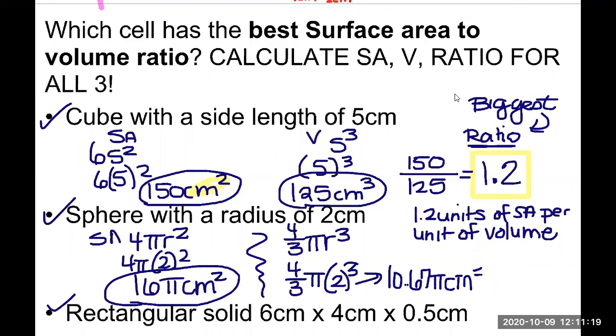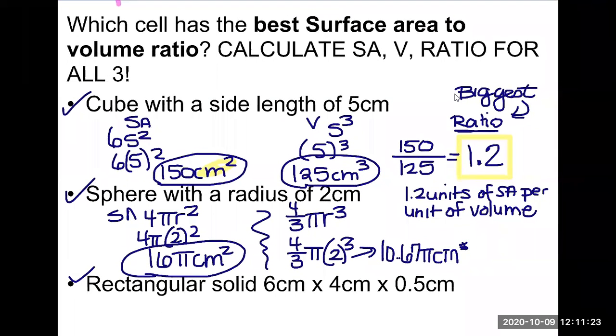All right, apologize, my iPad's glitching a little bit. That's centimeters to the 3rd. All right, so that's our second one. Now we need to divide those out. So 16 pi over 10.67 pi.